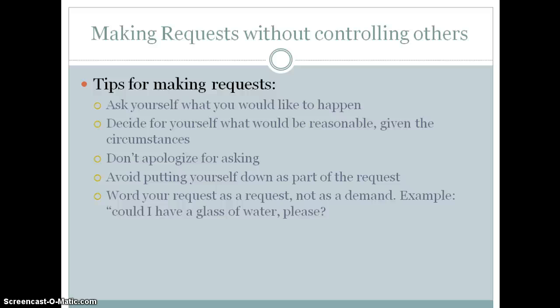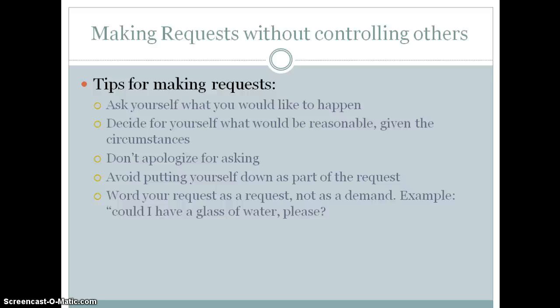So yeah, we might want our boss to give us 6 weeks off vacation, but is that reasonable? So what is something that might be reasonable? Maybe we really want to have next Friday off because our best friend is getting married. That seems reasonable, and so being able to ask for that.